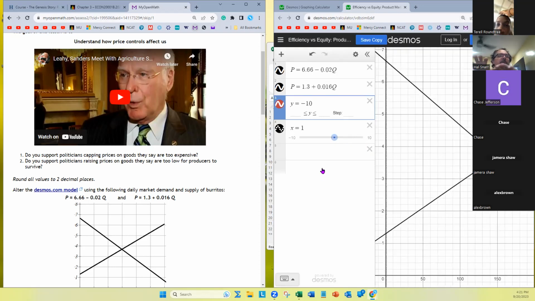Everybody can see my numbers. I have a big monitor, so my monitor's huge. These things look really big to me, but they might look small to you. So if you didn't get your demand curve set, let me know. And then make sure you set the red line, y equal minus 10. Set it to y equal minus 10, all right?